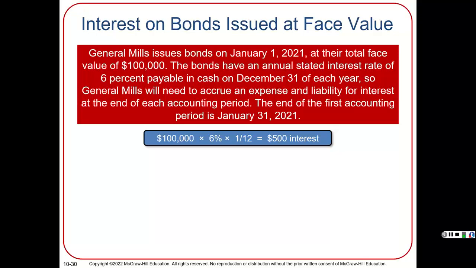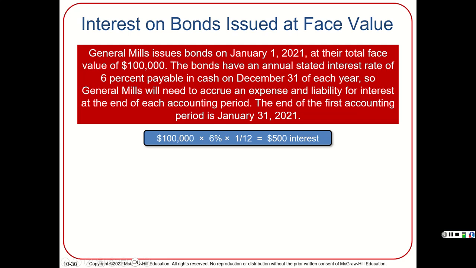So General Mills issues bonds on January 1st, 2021 at their total face value of 100,000. The bonds have an annual stated interest rate of 6% due in December of each year. So General Mills will need to accrue an expense and liability for interest at the end of each accounting period, or at the end of the month. The end of the first accounting period is January 31st, 2021. So this company is on a monthly basis.